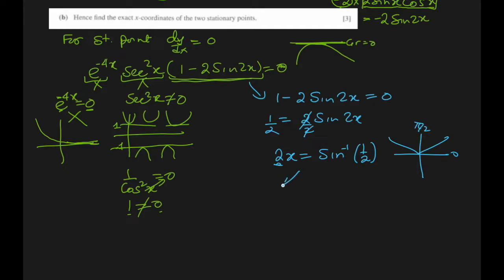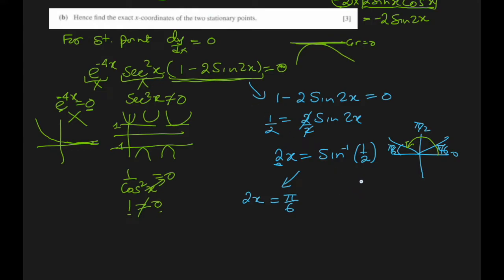So what will be the first answer? 2x equal to sine inverse half is pi by 6. You can use your calculator. Pi by 6. So first answer is pi by 6. This will also be pi by 6, but we will have to look from 0. So this is the second answer.